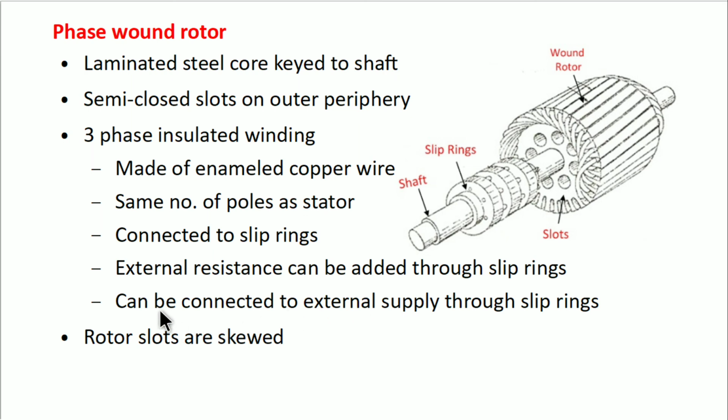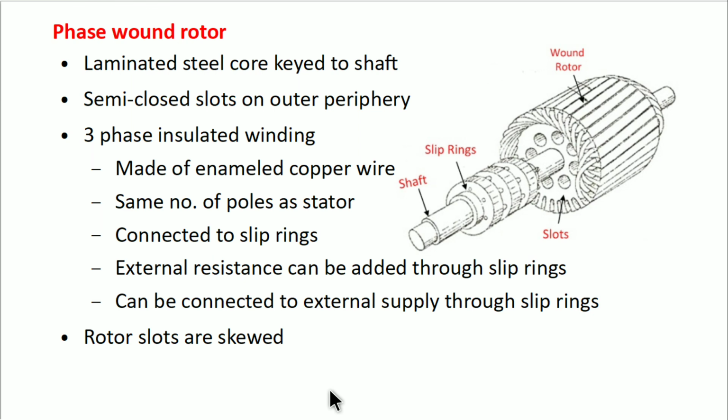Through this we can also connect it to some external supply for some special purposes. In certain cases that is also used. So this is the difference of phase wound rotor construction from the squirrel cage. The main difference being the type of the windings used. Here we have coils wound for 3-phase, which are 120 degrees electrical apart, and all the rules followed by the stator windings.